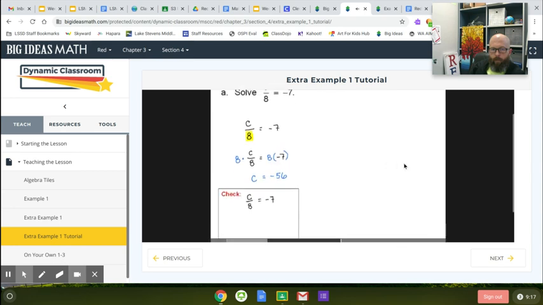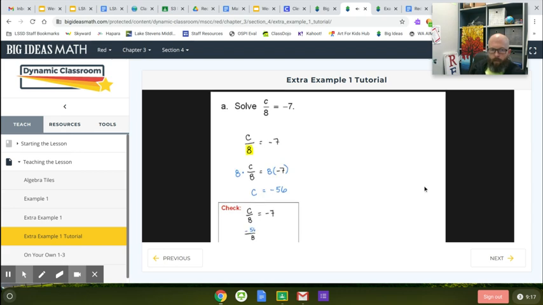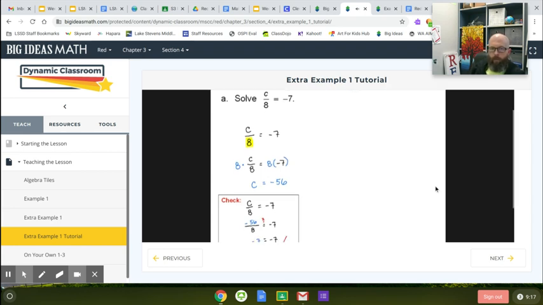Using the original equation, substitute negative 56 in for c. And then we check, does the left-hand side equal the right-hand side? Since negative 7 equals negative 7, the solution checks. So, the solution to the equation, c divided by 8 equals negative 7, is negative 56. Let's try another one. Solve the equation negative 5p equals negative 32.